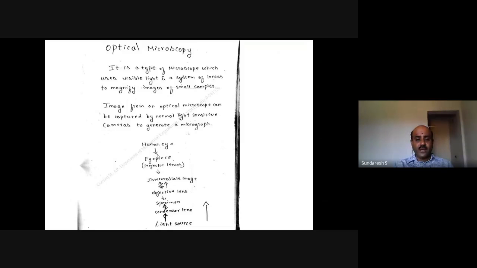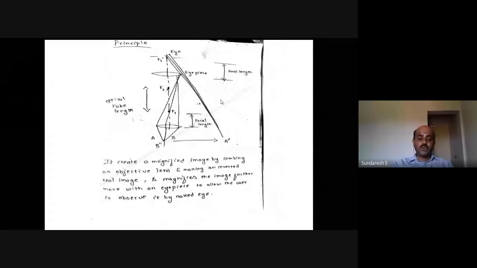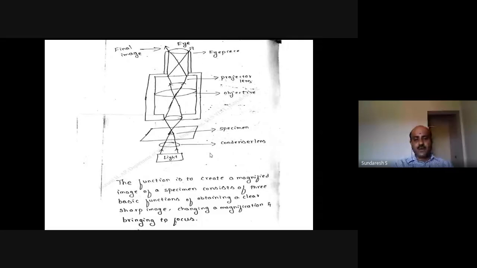What you have: human eye, eyepiece, projector lens, intermediate image, objective lens, specimen, condenser lens, light source. This is how the process goes, and this is the diagram of an optical microscope. This is the ray diagram, showing how the light rays go so that you can see the images. Here we have an eyepiece, a projector lens, then an objective lens and the specimen, the condenser lens and the light.